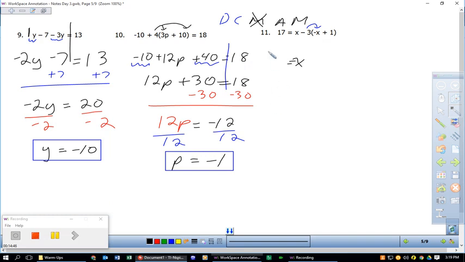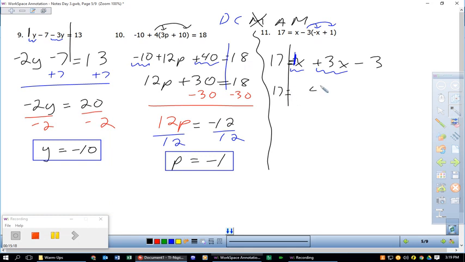Okay. We're going to have 17 equals x minus negative 3 times negative x. It's going to be a positive, plus 3x. And then we distribute that negative 3 to a positive 1, we get a negative 3. So minus 3. Combining like terms, this time it is the variables. So we have 1x plus 3x. That is 4x, and that's only on this side. So 17 equals 4x minus 3.